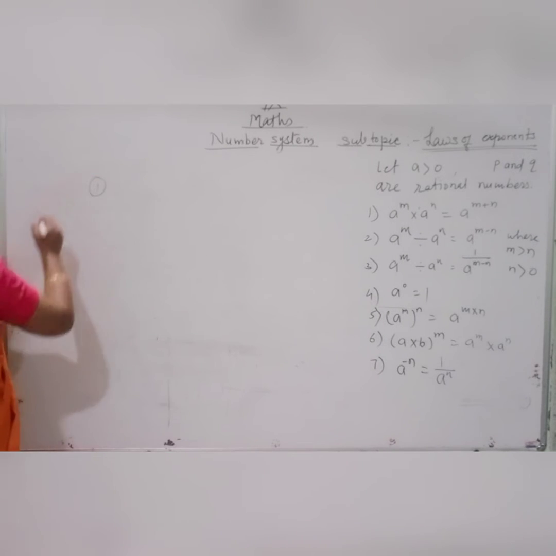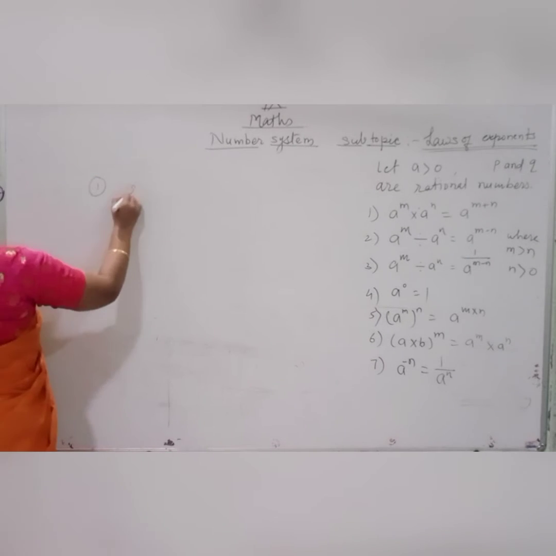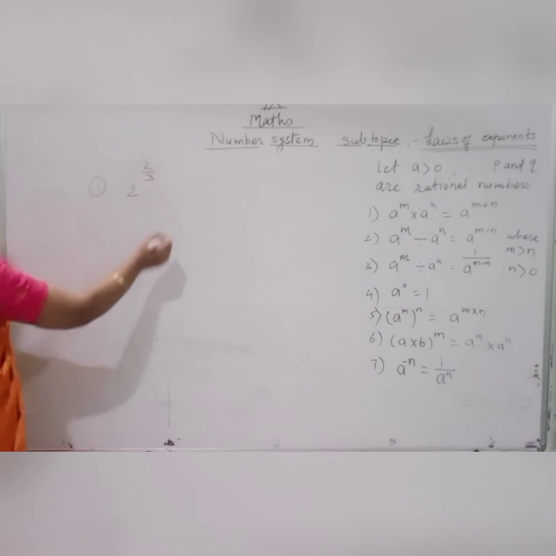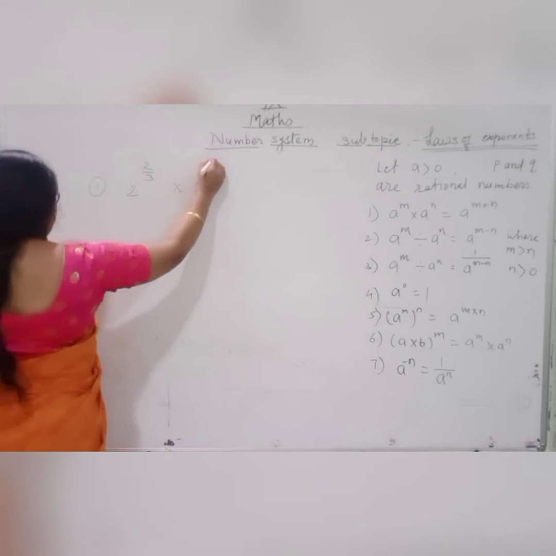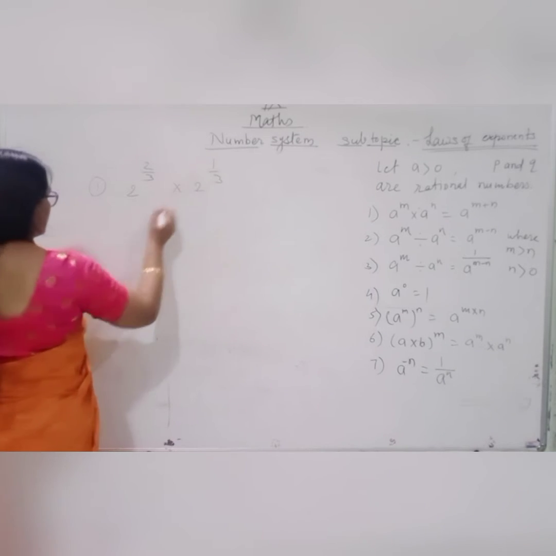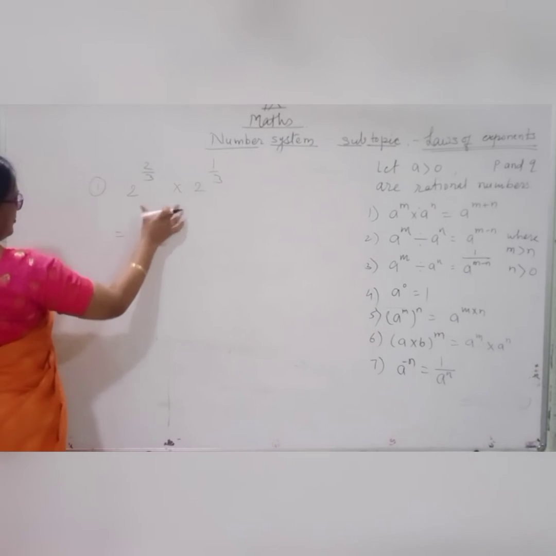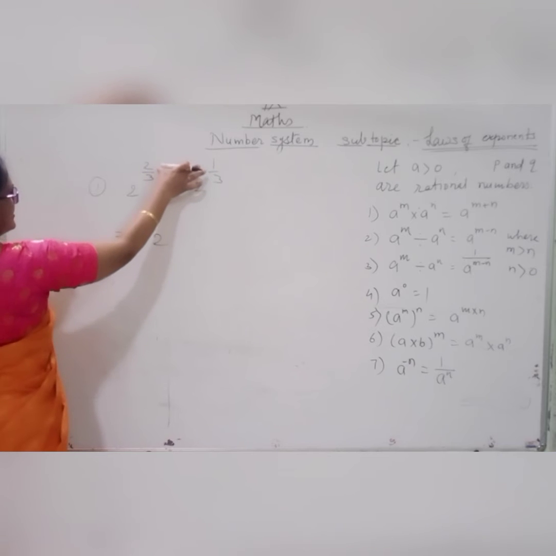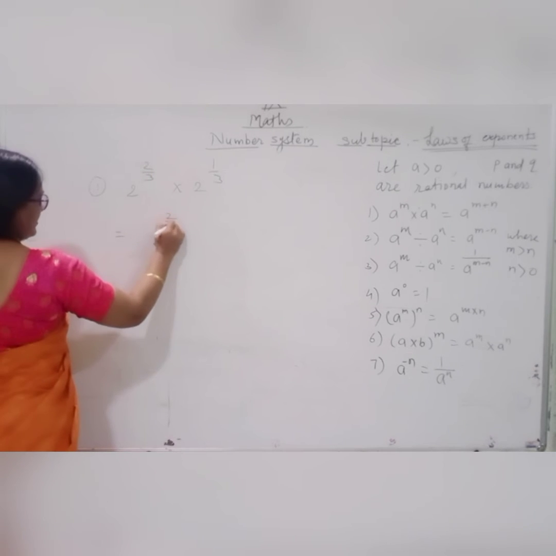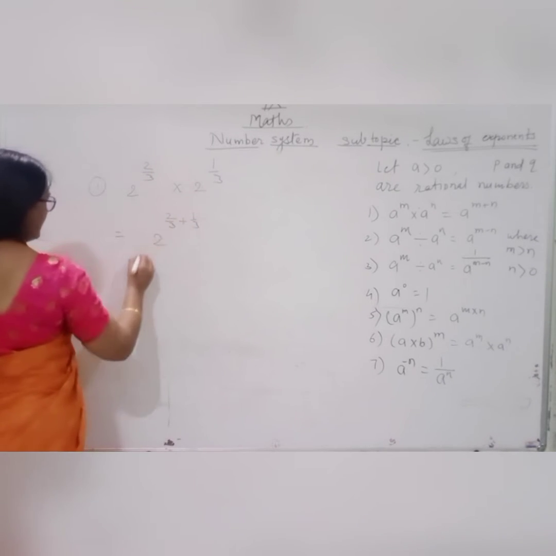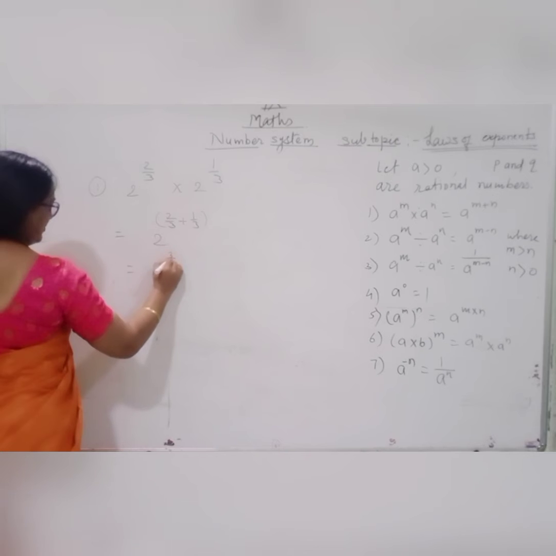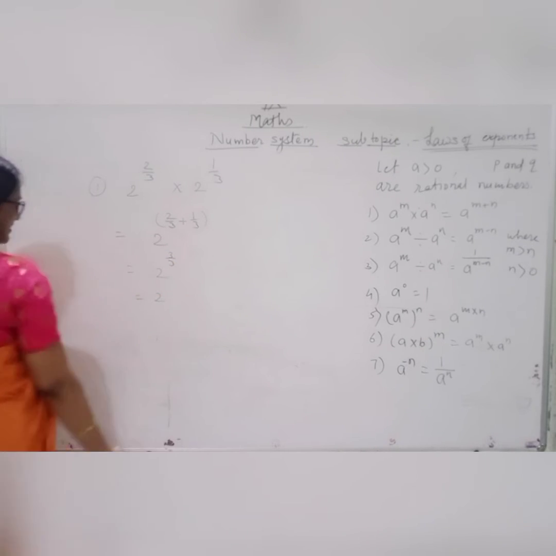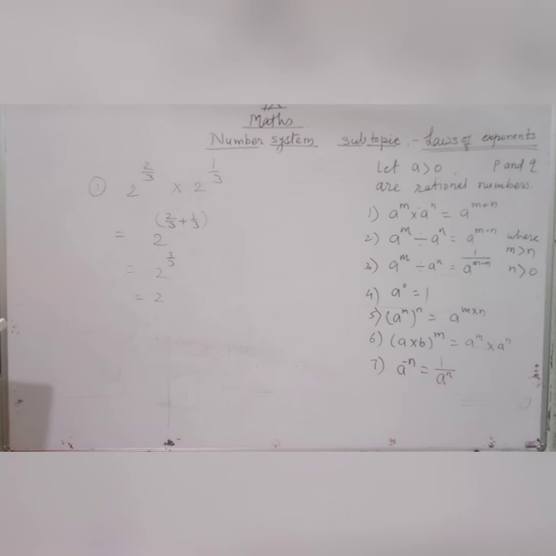Number 1, 2 raised to the power 2 upon 3 multiplied by 2 raised to the power 1 upon 3. So what is it? Base is same, so take the addition of power. 2 upon 3 plus 1 upon 3 is equal to 2 raised to the power 3 upon 3, that is, answer is 2. Is that clear?